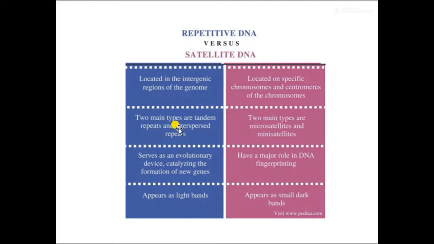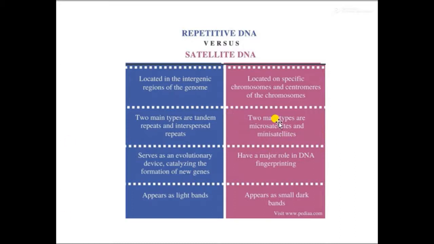Two main types of repetitive DNA are the tandem repeats as well as the interspersed repeats, as we said earlier. And among the satellite DNA, you have mainly two types of classifications called microsatellites and minisatellites. Repetitive DNA serves as an evolutionary device for analyzing the formation of new genes, whereas satellite DNA plays a major role in fingerprinting. Repetitive DNA appears as light bands, but satellite DNA gives small dark bands.